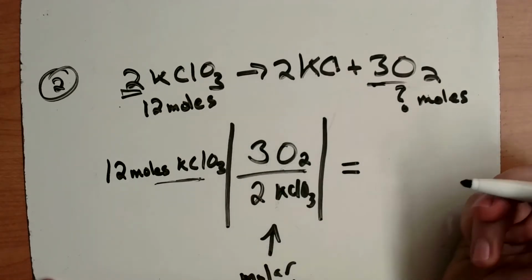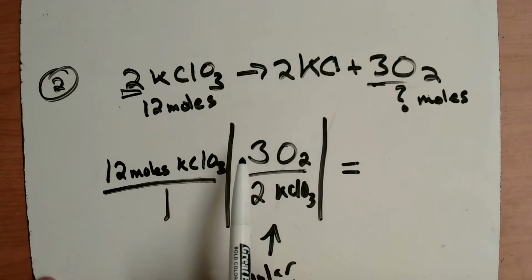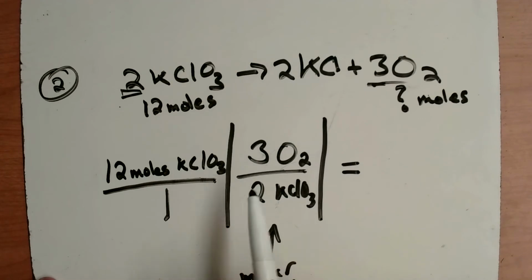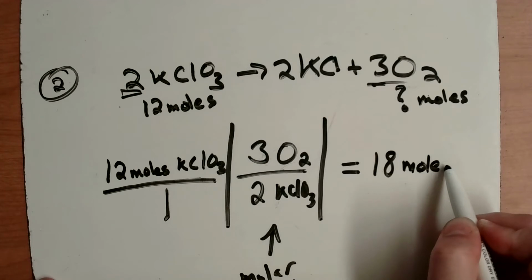I want you to do it this way every single time. Every single time we're doing molar stoichiometry, you should write it this way. Now we have to multiply and divide. If it helps, you could always put this over 1, because any number over 1 is still itself. Then you multiply the top numbers. 12 times 3 is 36. Divided by 2 is 18. So 18 moles of O2.